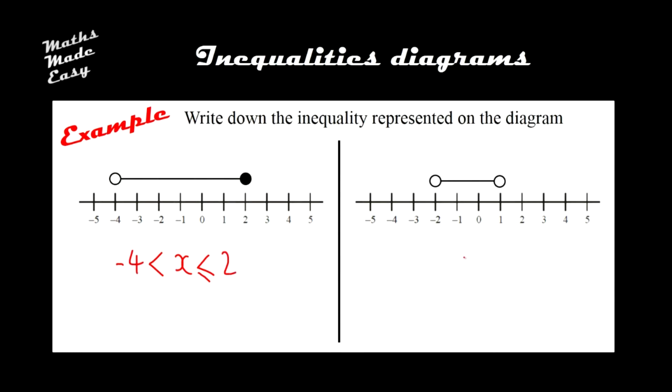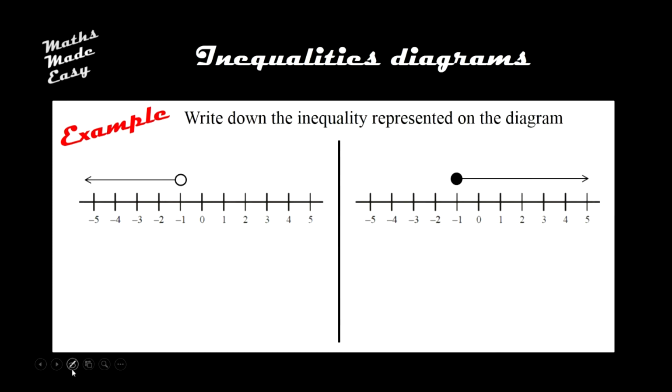So similar again on this one, we put x in the middle, we put our symbols pointing to the left like this, we look at the circles, they're both open, so they both stay as less thans, and then we put our numbers, so we have a -2 on the left, and we have a 1 on the right.